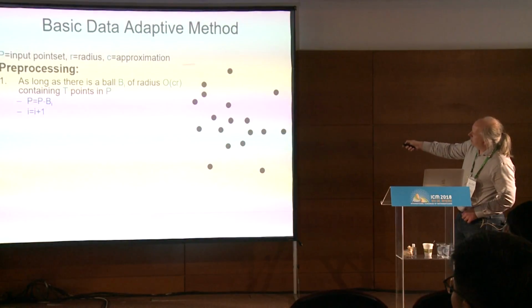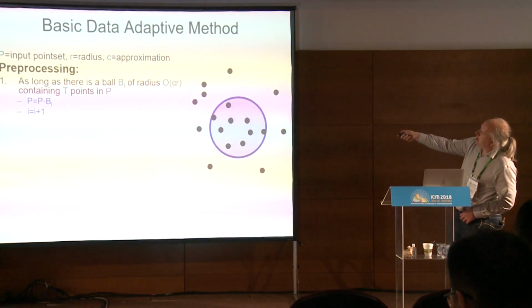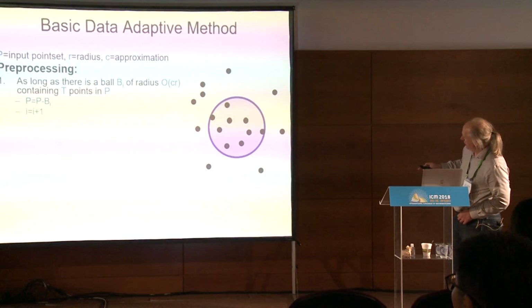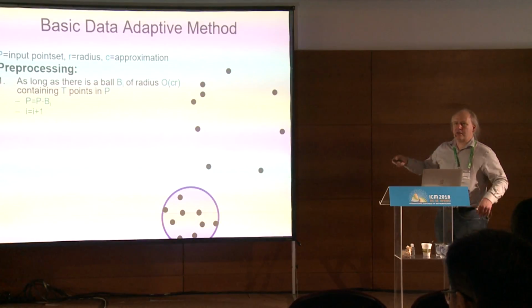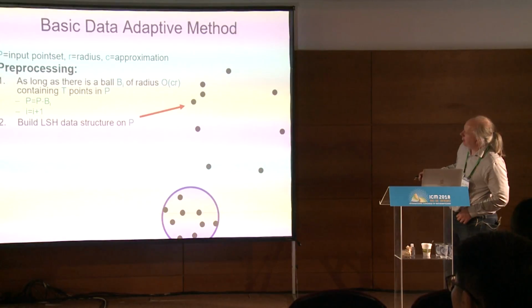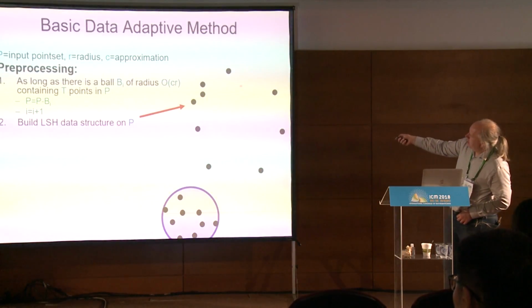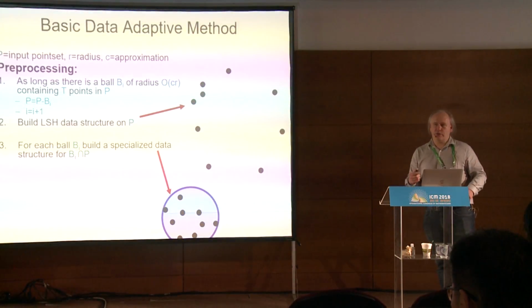You just go over your data set, and as long as there is a ball of radius order of CR, where C is the approximation and R is the radius, which contains at least some number of points, I will not define it here, then you remove it, and you look for the next cluster and so on, and you finish when there is no dense cluster in your point set. And then you build a nearest neighbor, for example, locality-sensitive structure for the remaining point set, and you also build it for each of the clusters that you removed.